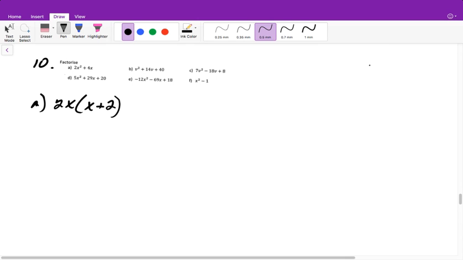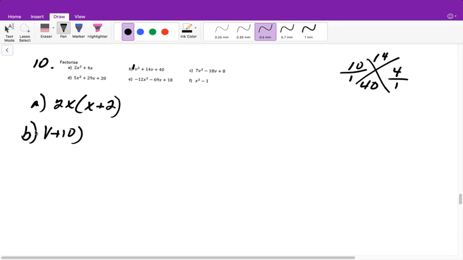For B, there's no GCF, so we're going to go ahead and draw our x. So there's a 1 in front of the v squared. So 1 times 40 is 40. Numbers that multiply to 40 that add up to 14 are 10 and 4. And since the number in front of v squared is a 1, we're dividing by 1 here. So then our b will factorize to v plus 10 times v plus 4.